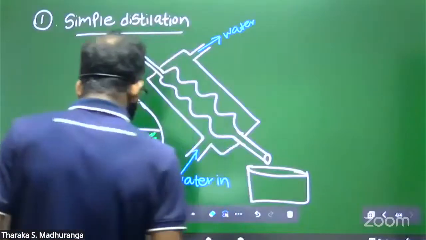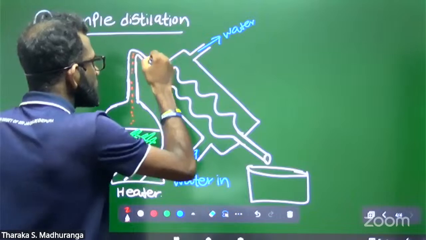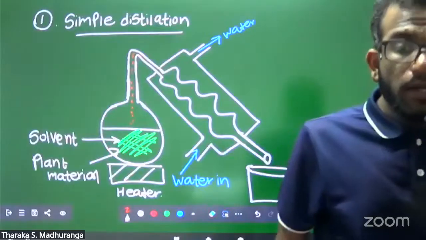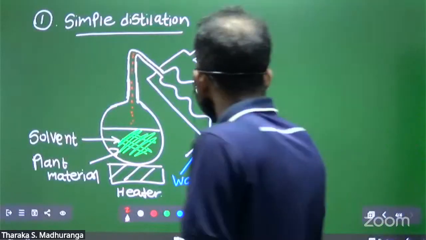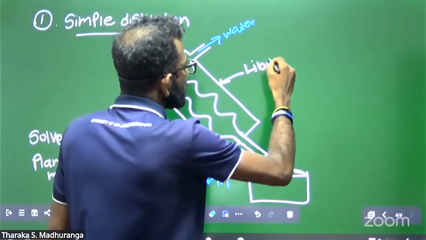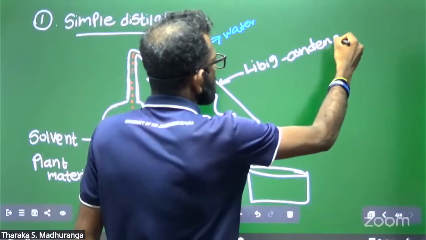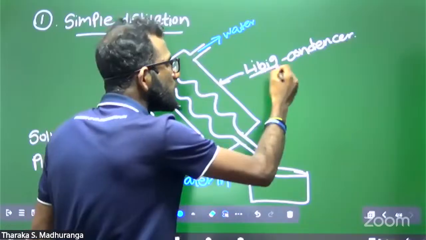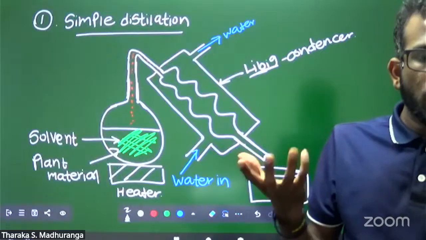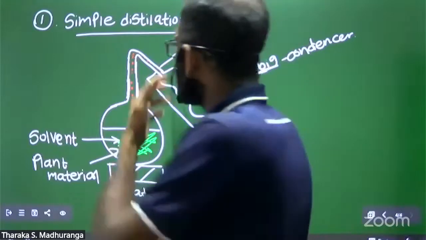this solvent is vaporized. After this, the solvent moves and transfers to the condenser, which is always cooling. The condenser is a Liebig condenser. Liebig is actually the name of the scientist who invented this condenser. That's why it's called the Liebig condenser.